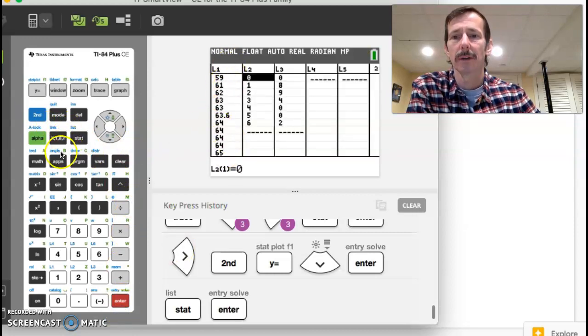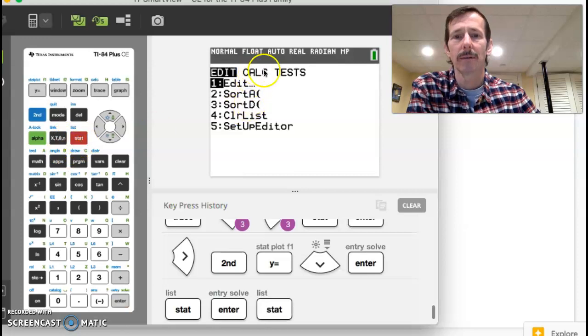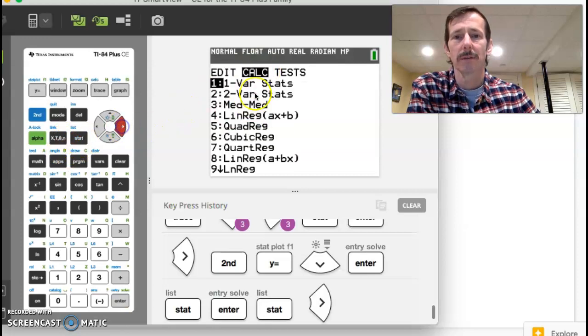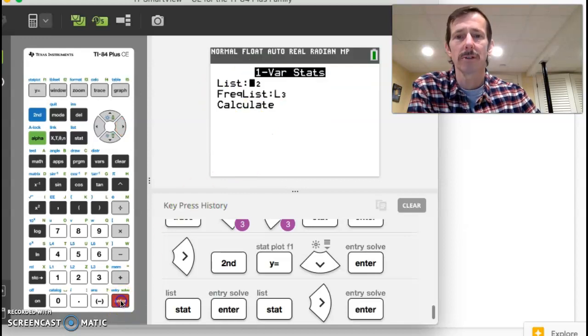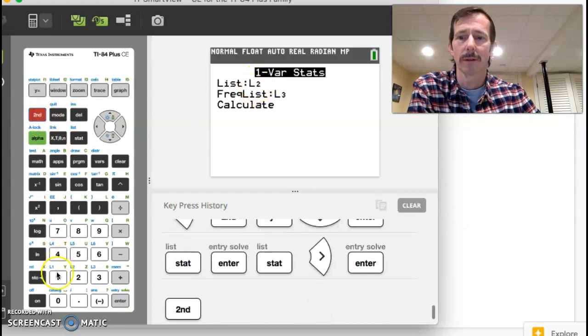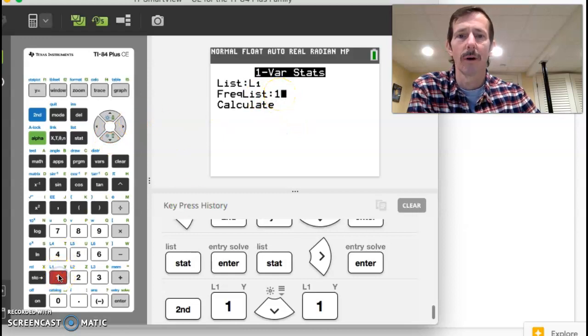So instead, I'm going to go back and hit Stat. And now we want to calculate some statistics. So we come over to Calculate. There's a ton of stuff we can do. We're just going to do one variable stats. That's what that stands for. So if I hit Enter, it asks where is your data and what is the frequency. So I have individual data. So I'm going to change, and mine's in list 1. And I do not have a frequency table. I just have a list of data. So I'm going to change that to a 1.